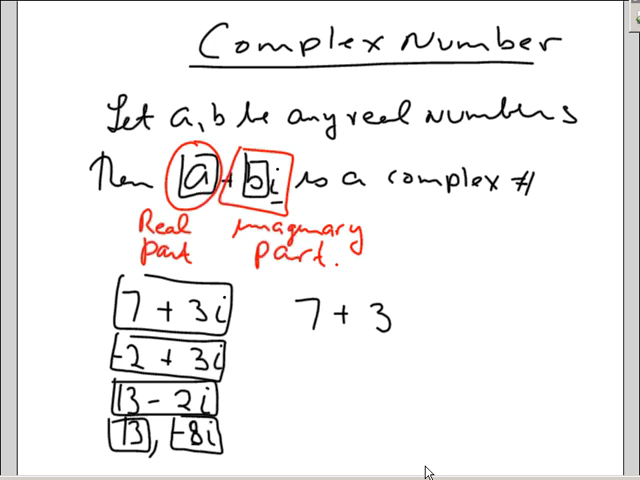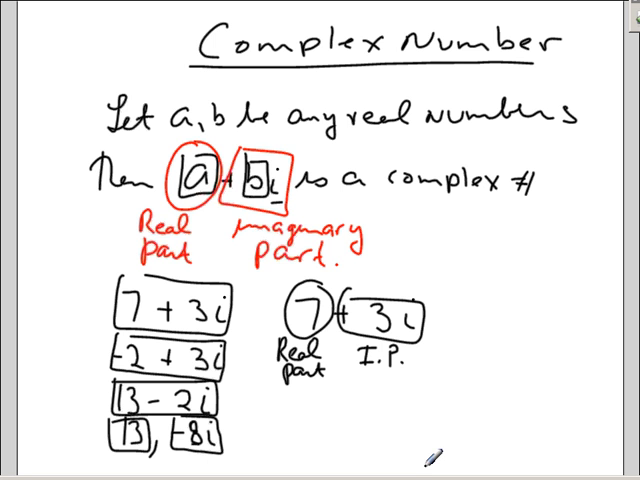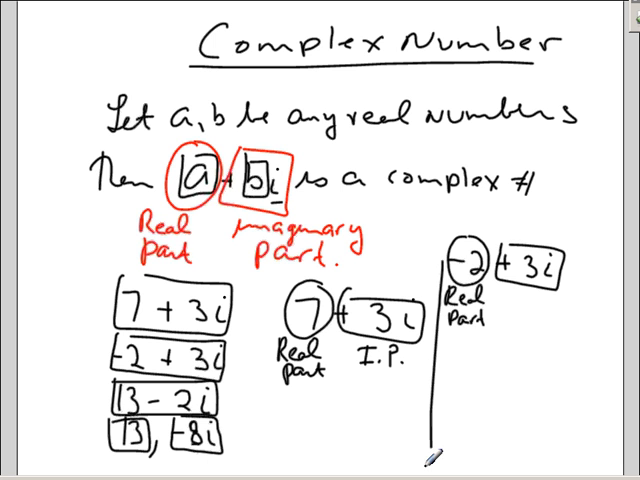7 plus 3i. Very simple. That's the real part. And this is the imaginary part. In the next one, negative 2 plus 3i. Very simple. That's the real part. And here is our imaginary part. The next problem is 13 minus 2i. That's the real part. And this here is the imaginary part.